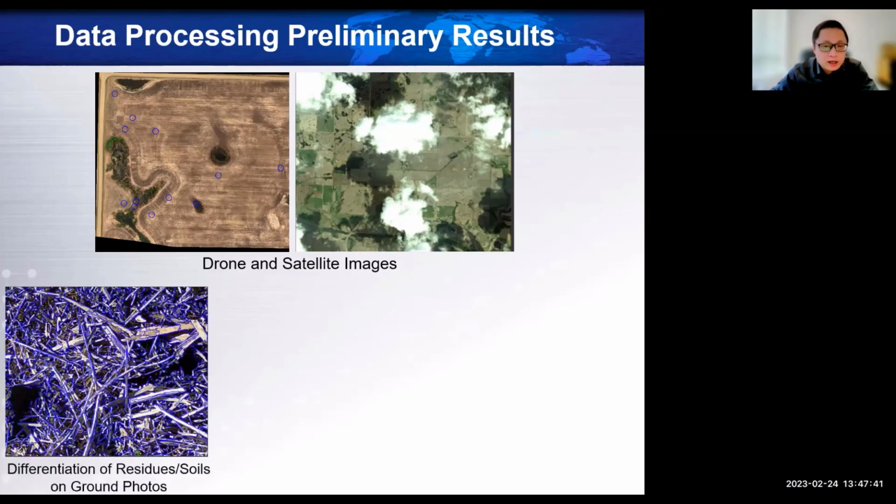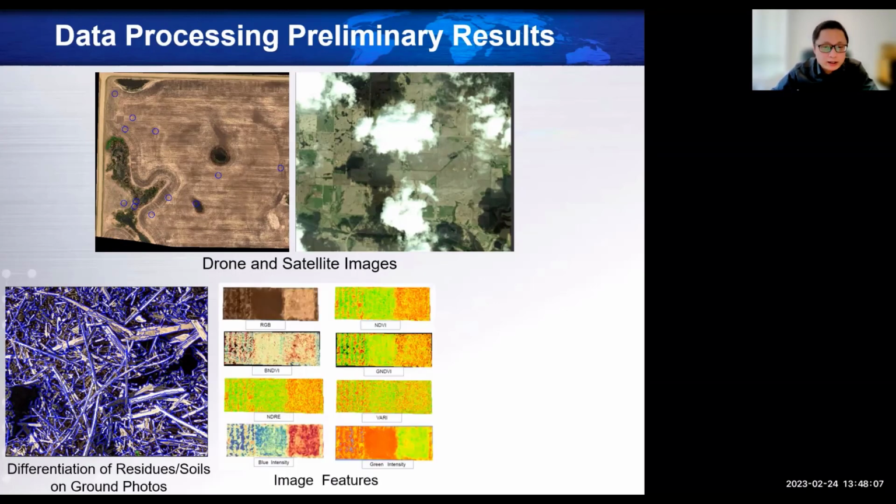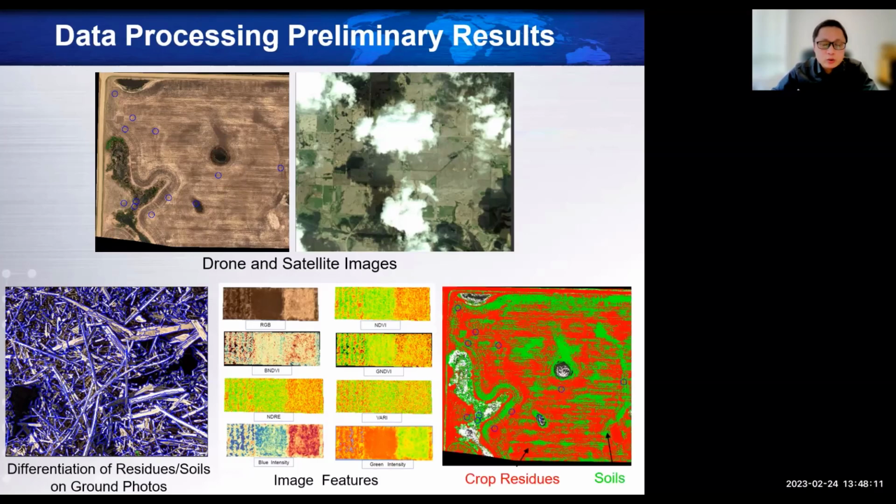And then some modeling work. Here is one ground photo showing both the soils and the residues. You see, these are the residues. We use computer techniques to differentiate the residues and soils in the ground photo, and then we get the percentage data for that site. So maybe 50% or 70% residues cover the soil. Then we extracted different image features, NDVI or some other features, and eventually we generated this preliminary result map.